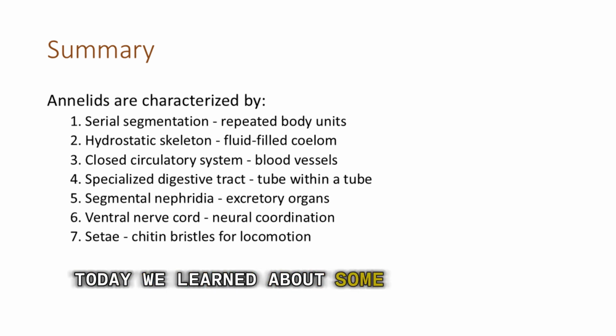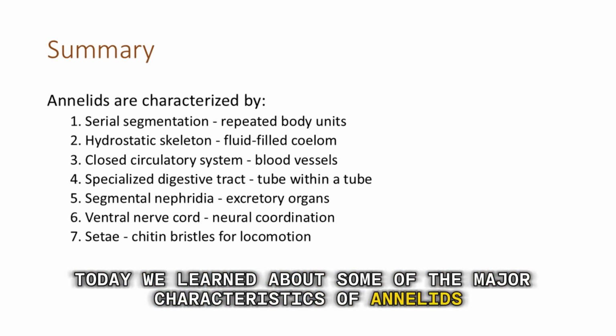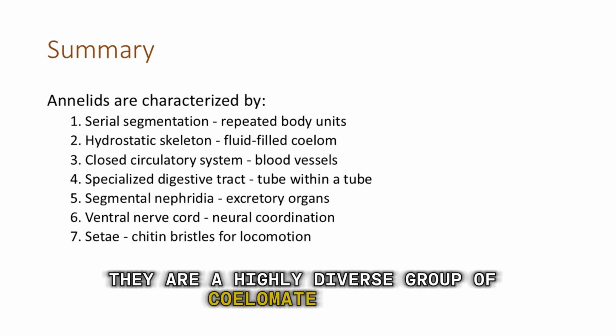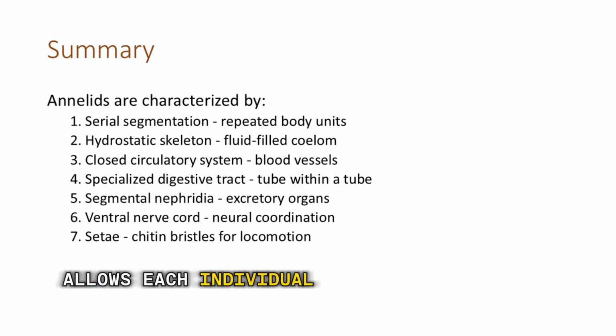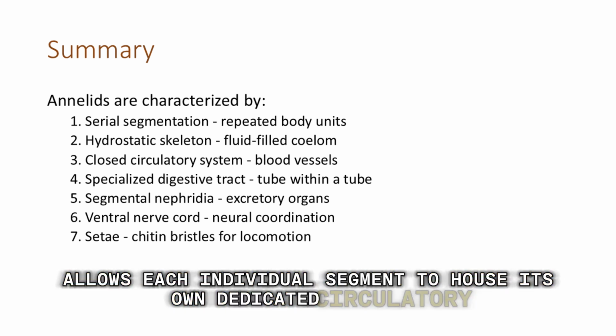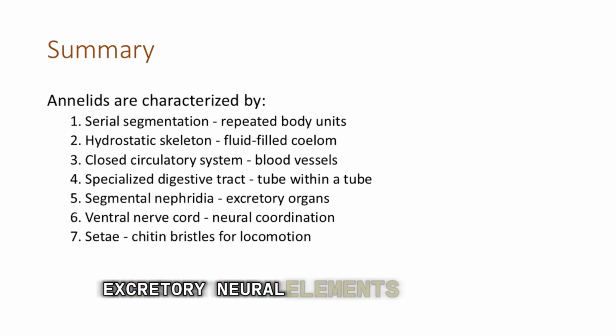Today we learned about some of the major characteristics of annelids. They are a highly diverse group of coelomate animals characterized by serial segmentation. This evolutionary innovation allows each individual segment to house its own dedicated circulatory, excretory, neural elements and chaetae, resulting in a highly coordinated, unified and complex organism.